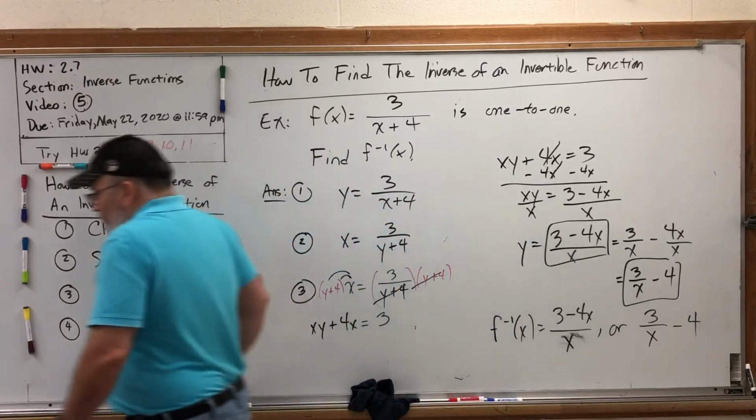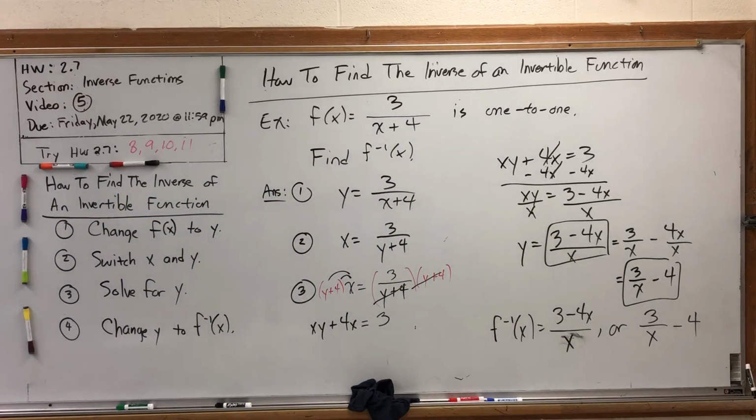All right, so to find the inverse of a function that you know is invertible is pretty straightforward. It's 4 steps, 3 of which are really easy. It's the solve step that can be tricky.